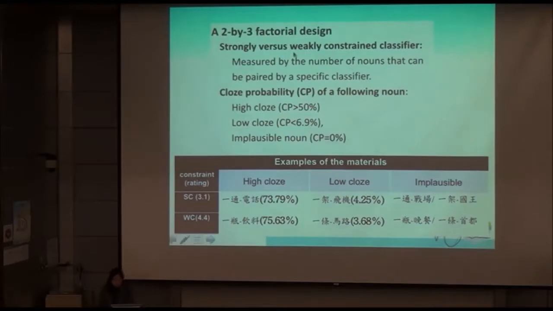So here is our experimental design. We have a 2x3 factorial design. We manipulate the semantic constraint of classifiers, strongly constrained or weakly constrained. And we also manipulate the cloze probability of the following noun: high, low, or impossible.